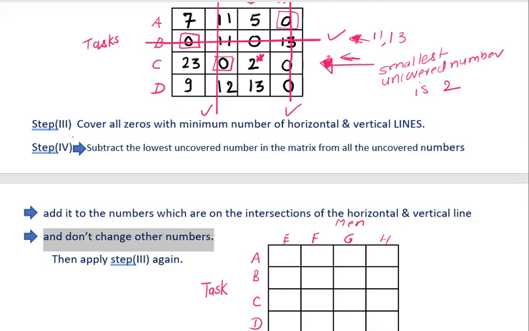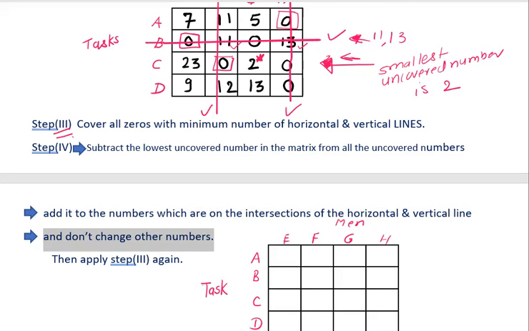Subtract it from all the uncovered numbers, add it to the numbers which lie on the intersection. So we will add 2 to these two numbers, 11 and 13, and do not change other numbers. And why are we using step number 3? Because in step number 3 we do not get the optimum solution.